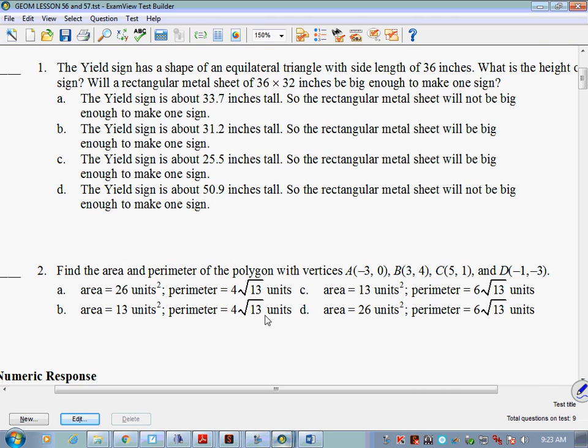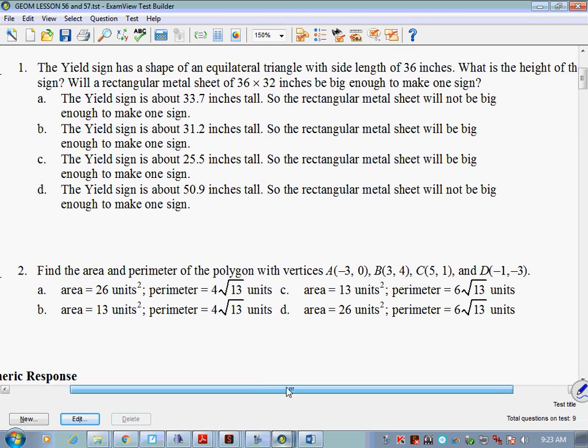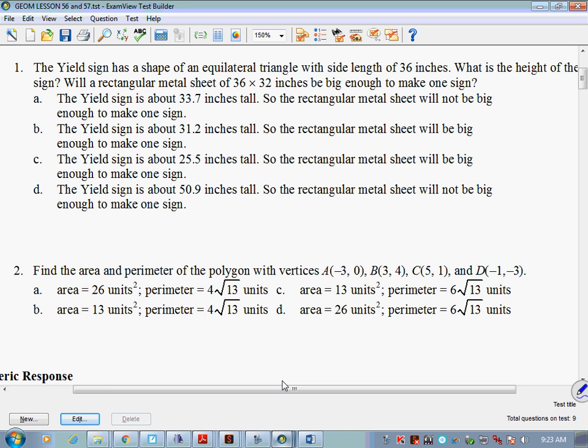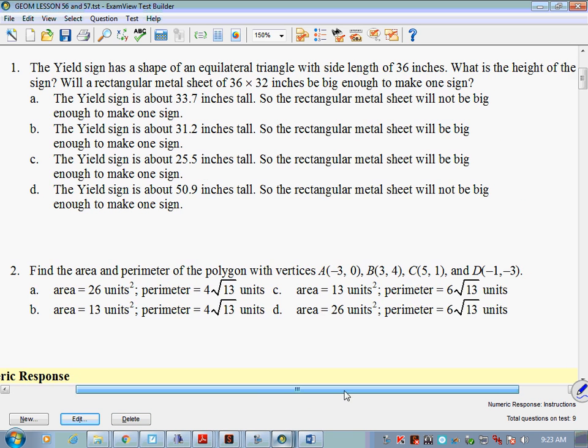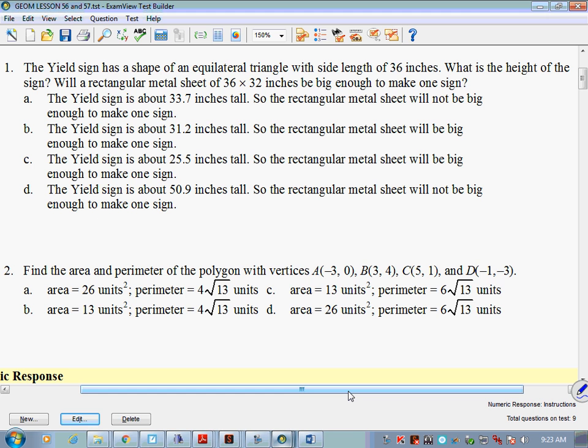This is a really important question, number 1 here, because we're going to see this question show up on multiple tests. And you're going to need to know how to draw it. The yield sign has a shape of an equilateral triangle. So we need to know some things about equilateral triangles. What do I know about equilateral triangles? All sides are congruent. All sides equal each other.